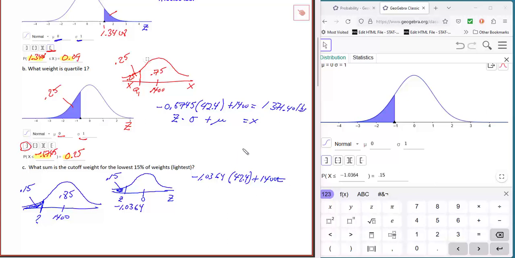Again, notice the same format, and when I enter all that, what do I get? And I get 1,356.06 pounds, and of course that's been rounded.